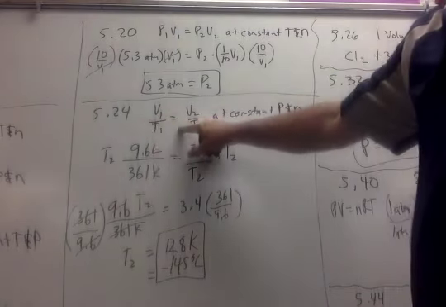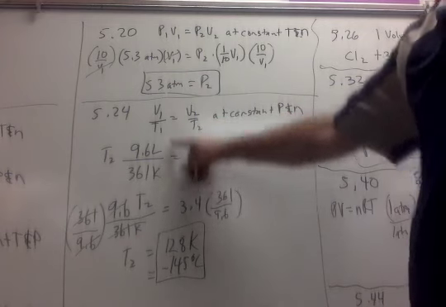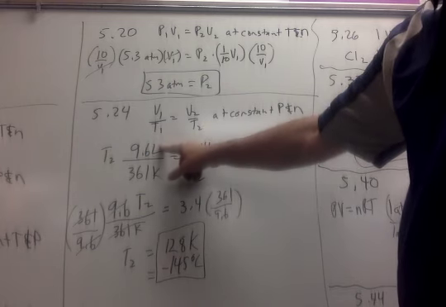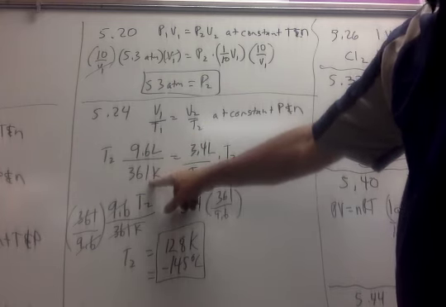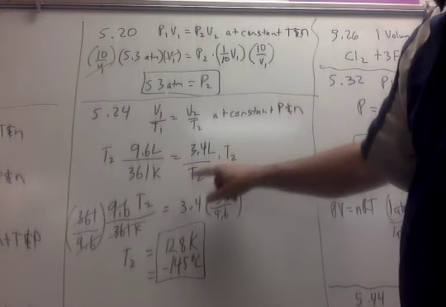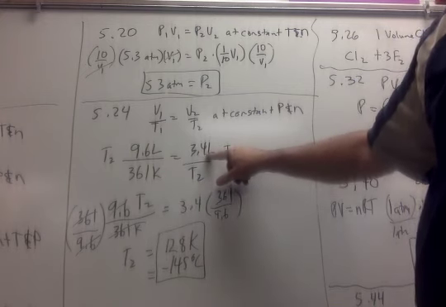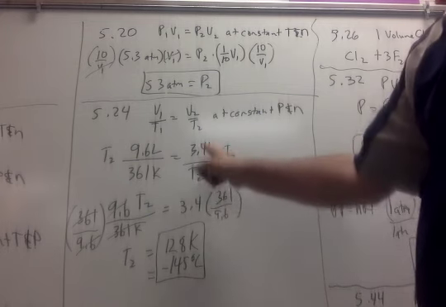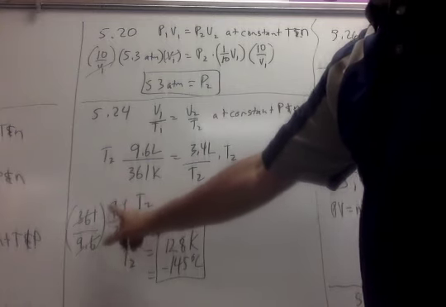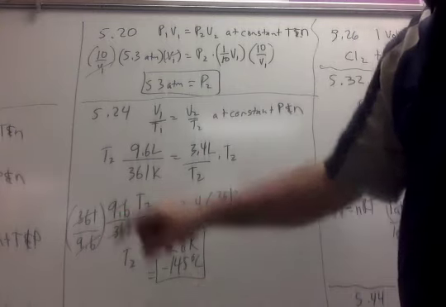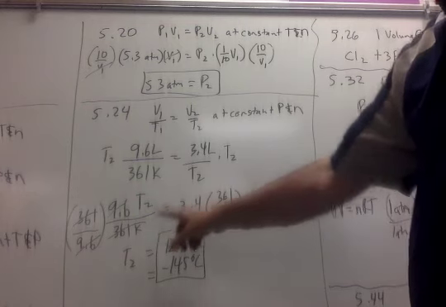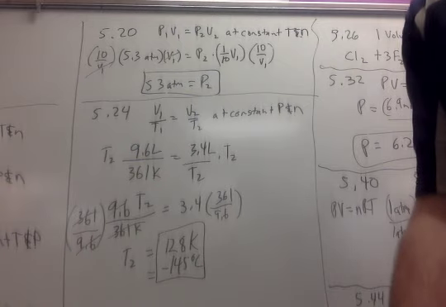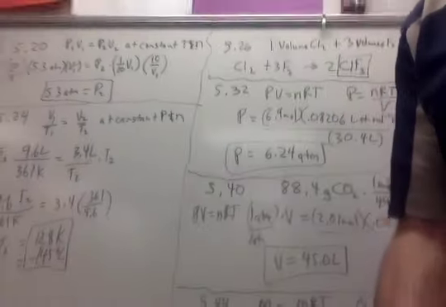5.24 is a Charles law problem. Volume 1 over temperature 1 equals volume 2 over temperature 2. Volume 1 is 9.6 liters. Temperature 1 is 361 kelvins. Make sure you change to kelvins. Volume 2 is 3.4 liters. Temperature 2 is our unknown. Multiply both sides by T2. Divide both sides by 9.6. Multiply both sides by 361. You get T2 equals 128 kelvins, which is minus 145 Celsius.